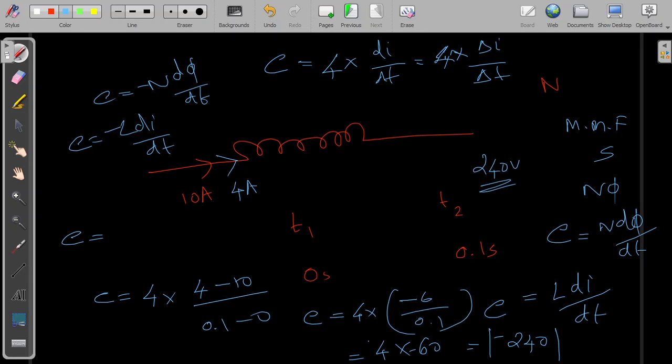So that means here we have the polarity of the induced EMF as E equal to minus of minus 240, which is plus 240 volt. We have the assumed polarity as plus minus, because the direction of current flow is from left to right, and current always flows from higher potential to lower potential. We also got the induced EMF polarity as positive. That means our assumed direction is correct and the polarity is plus minus. That is the meaning.